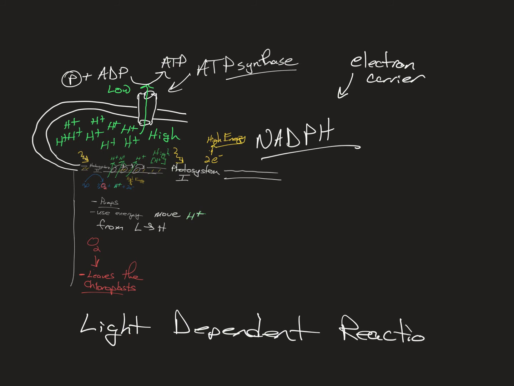So any product in here, what are the products? I'm going to go ahead and highlight the products for you. So the products would be NADPH. The one product is NADPH. Another product is ATP. That's a product, right? ATP and NADPH are the two products from the light reactions.